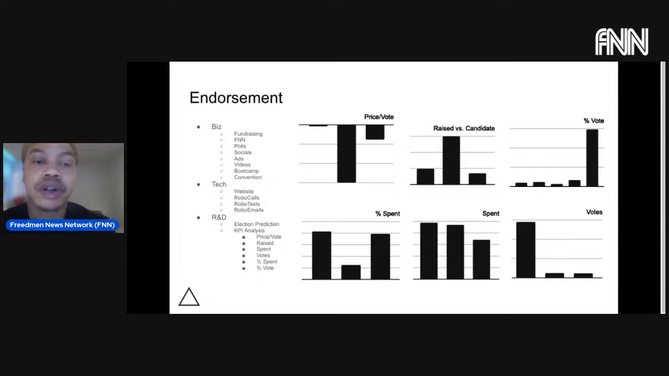Now, in terms of what the party can help with in terms of endorsement, we broke it down into business, technology, and research and development. On the business side, we can help with fundraising. We're currently running a GoFundMe to raise money for the 2024 election, so we can give money to candidates that we endorse as a party.